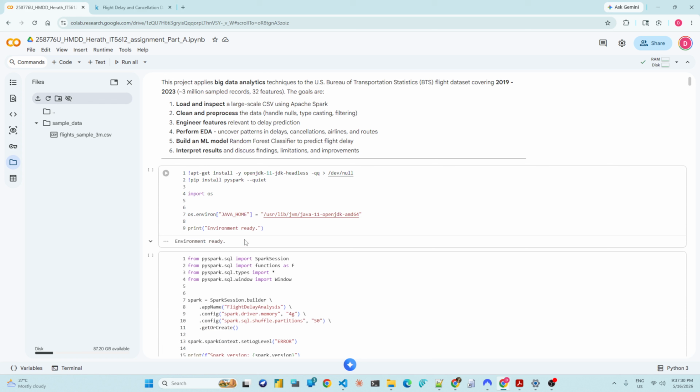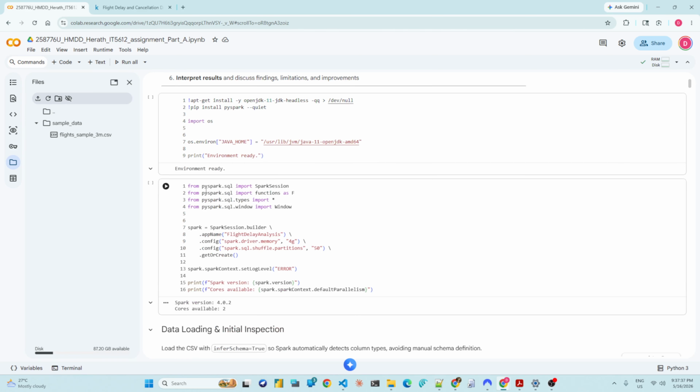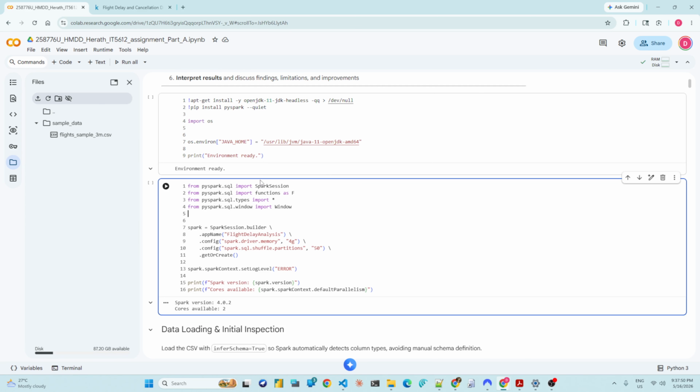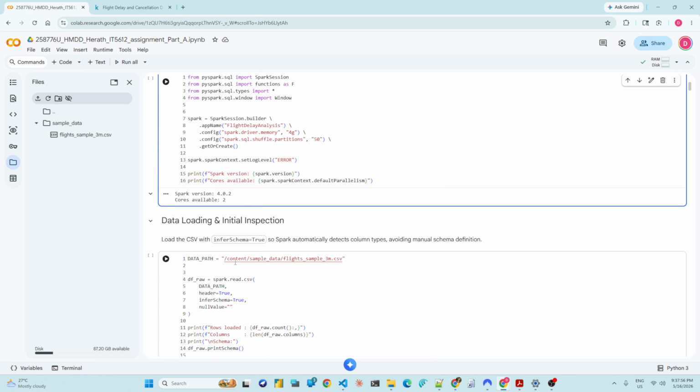In the first cell, I set up my environment. In the second one, I set up my Spark session. One thing to note: once you set up the JDK, you have to restart the session and then run the PySpark cell. Otherwise, it will give an error.